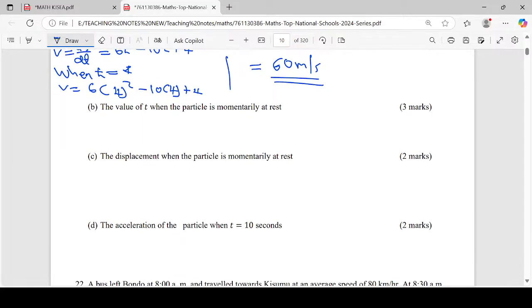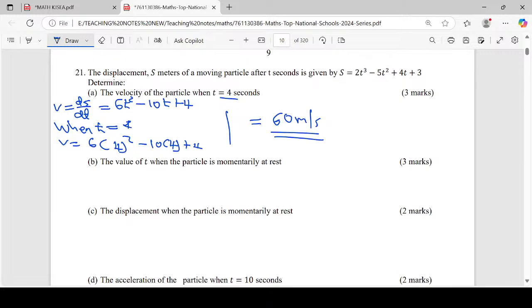Part B of the same question: the value of t when the particle is momentarily at rest. Now, dear learners, what we should know is that when the particle is at rest, there is no velocity. So v is equal to 0. Learners, in this case, at rest, you should know that v is equal to 0.